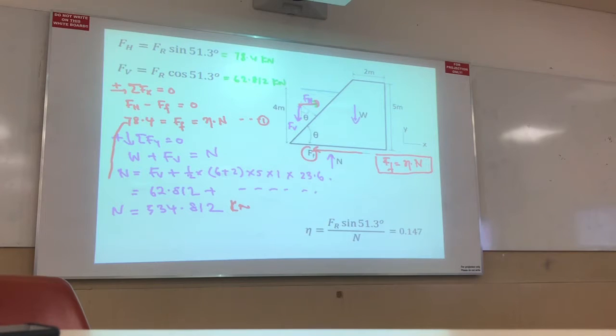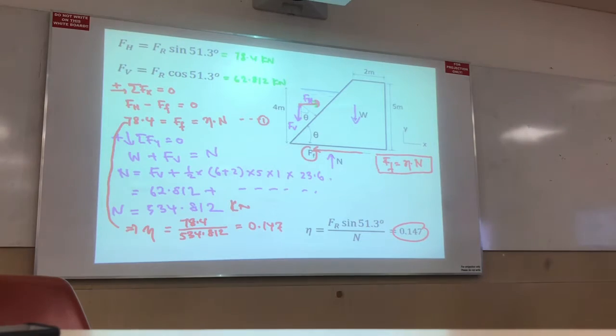From equation 1, I can find mu, right? Which is equivalent to 78.4 divided by 534.812, which is equivalent to 0.147. This is the coefficient. Alright?